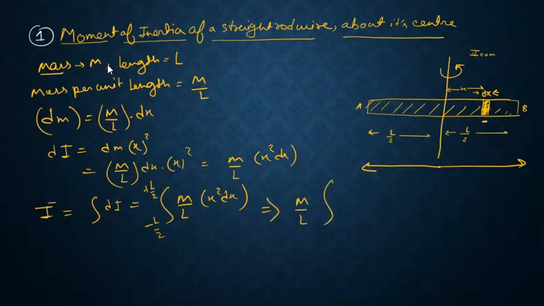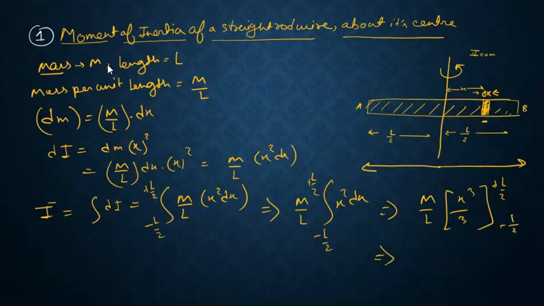m by L is coming outside. The integral of x squared dx, which is m by L times x cubed by 3, evaluated from minus L by 2 to plus L by 2. And after calculation, we will get mL square by 12. And that is the value of moment of inertia of a rod about its center of mass.